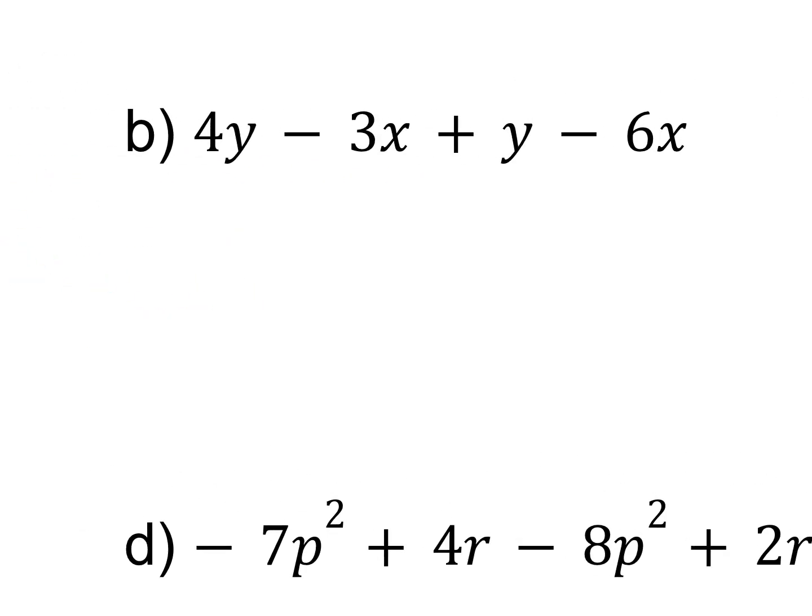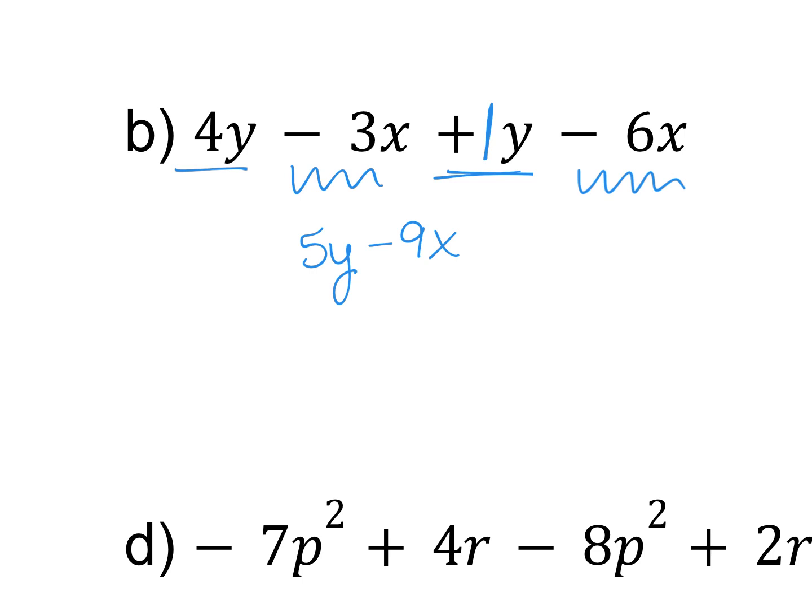So let's identify the like terms. Looks like I have 4y and +y, and negative 3x and negative 6x. Okay, so 4y plus y. So if this y messes you up, you can put it as 1y. So 4y plus 1y gives you 5y. And then be careful with these negatives. Negative 3x minus 6x would give you negative 9x. And can you combine them any further? The answer is no, because they are not like terms. So that's your answer.